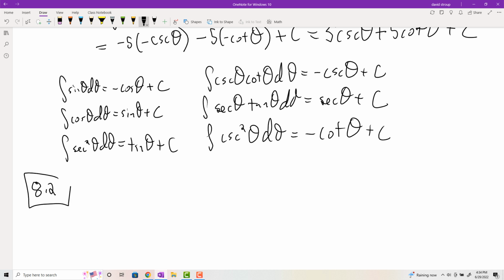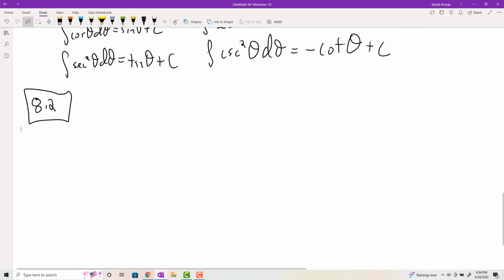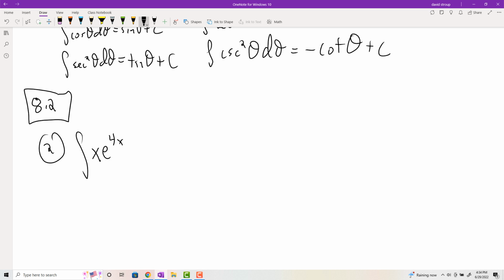So in 8.2, we get integration by parts. So that would be uv minus v du. So let's take a look at a couple of these. Here, the first one, xe to the 4x dx.